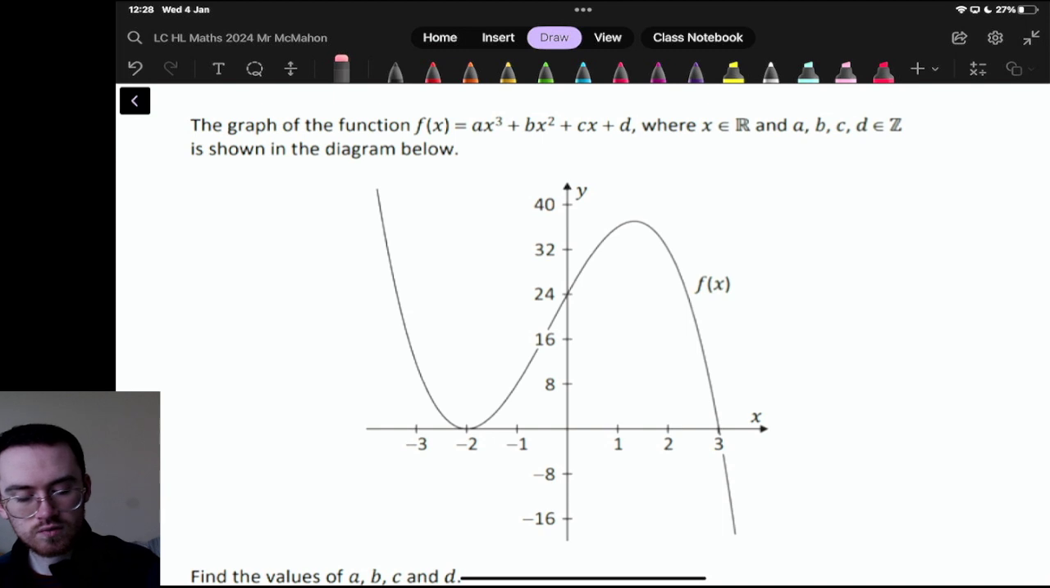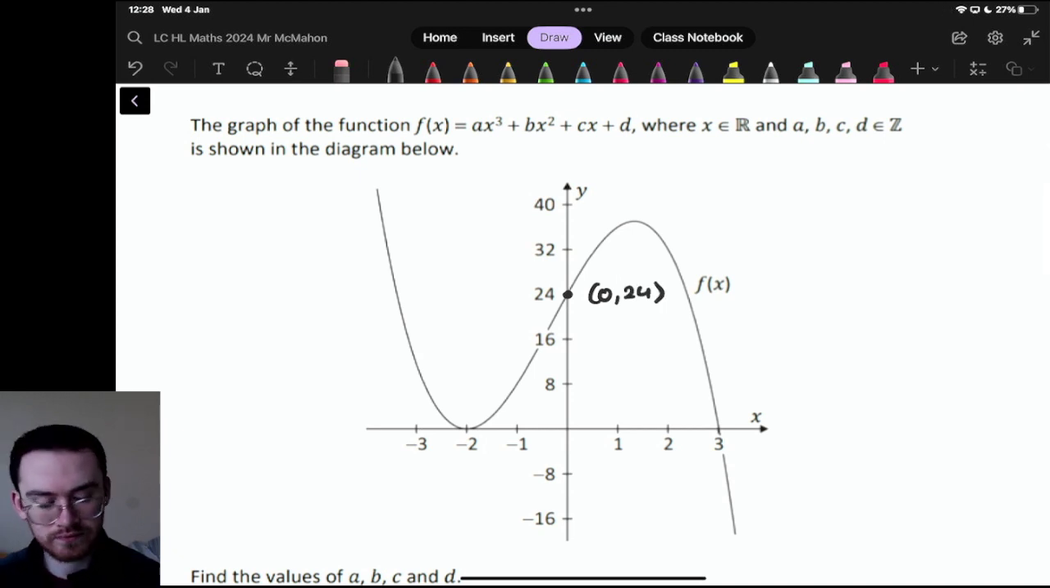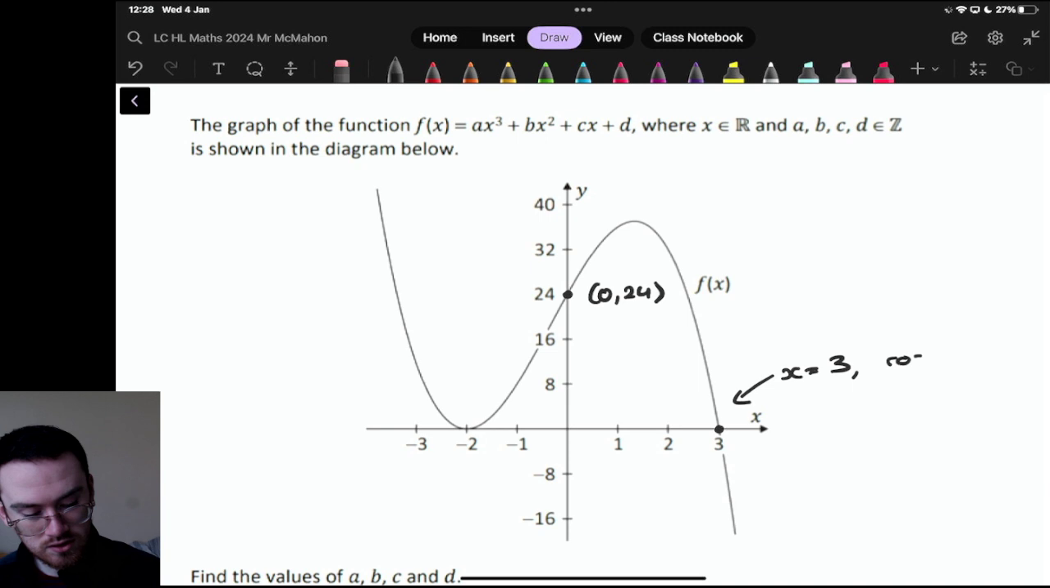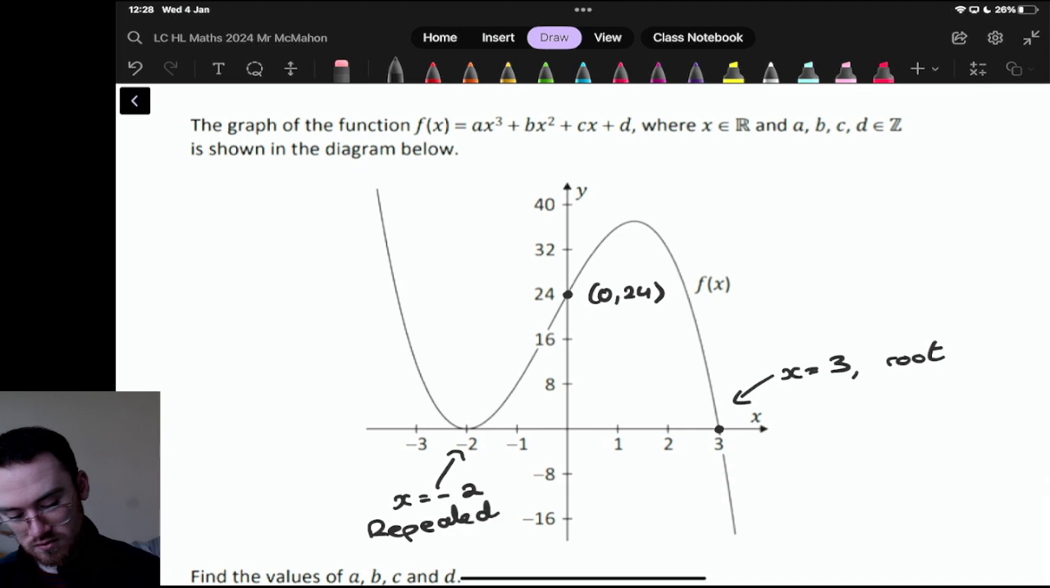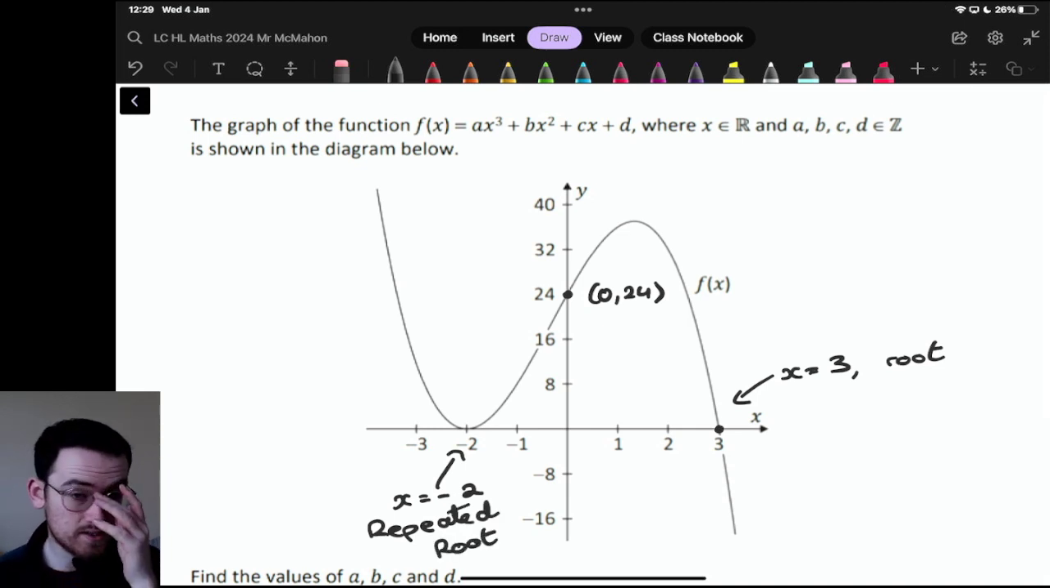First of all, there's one point that we can identify here, and that is the point (0, 24), and obviously that is on the graph. Another point that we have is x equals 3, and that is a root of our graph. That's a point where it crosses the x-axis. We have another root here at x equals minus 2, and that is a repeated root, because we can see that the graph touches but does not cross the x-axis at that point.